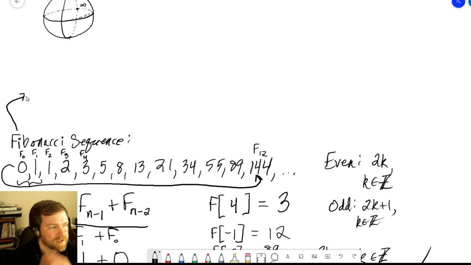So the Fibonacci sequence originally was a solution to a problem that was dealing with the mating habits of rabbits.